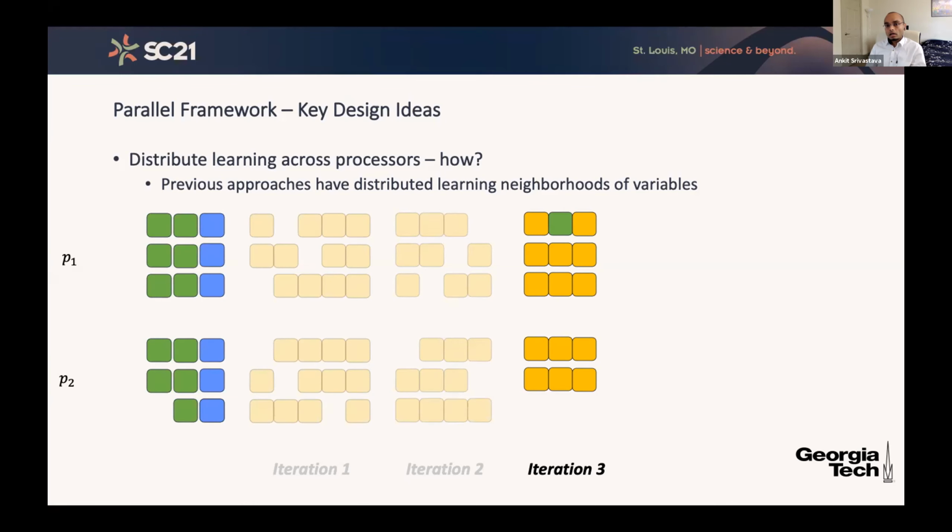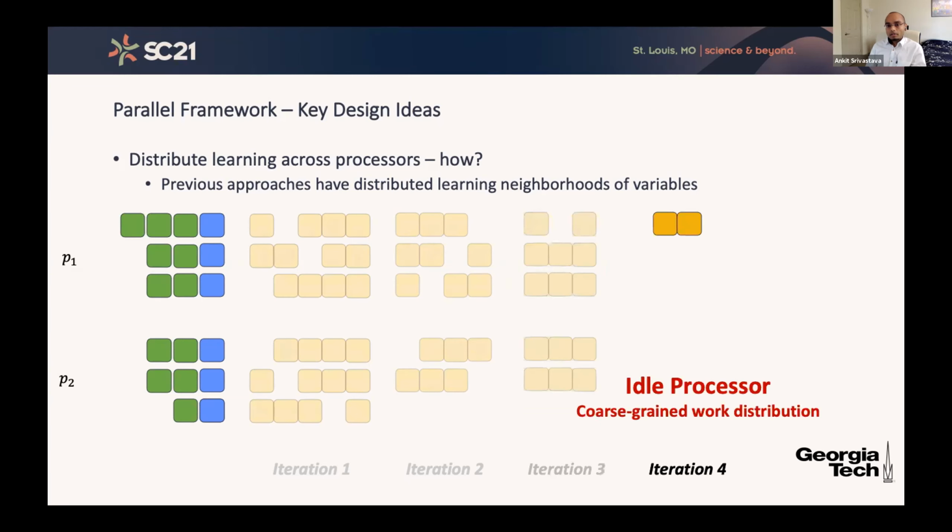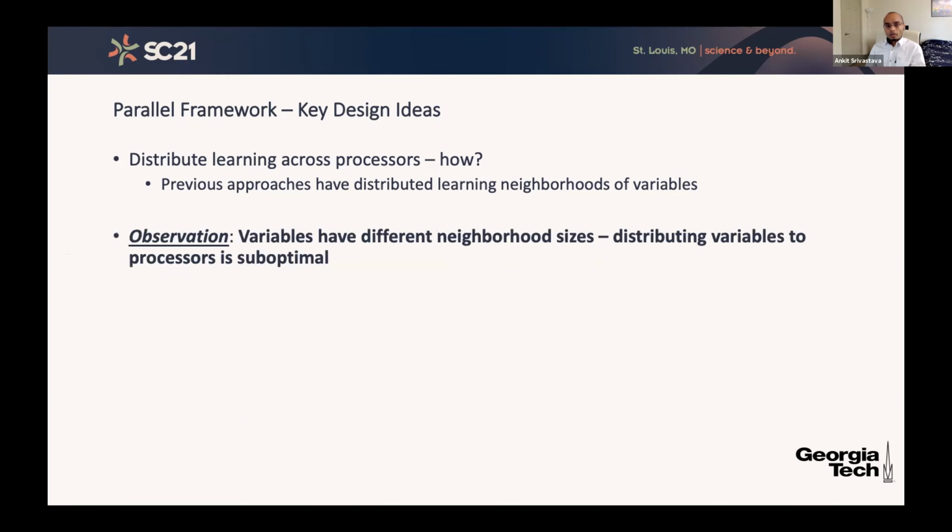We pick a candidate to add to the Markov blanket. Now we just have one variable left that still needs to learn its candidate Markov blanket. So now we'll have an idle processor, and this is because of the coarse-grained work distribution with this approach. The observation we made from this was that variables have different neighborhood sizes. So distributing variables to processors is suboptimal.